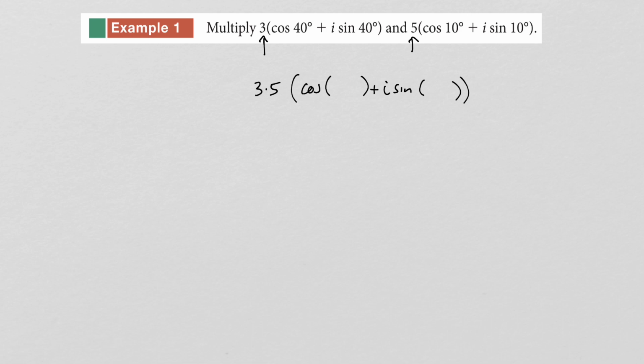Well, we know that when we multiply two complex numbers, we take the angle of the first complex number and we add it to the angle of the second complex number. So this should be 40 degrees plus 10 degrees. And that goes in both spots here. And then if we just complete this, 3 times 5 is 15. We have cosine of 50 degrees plus i times the sine of 50 degrees.